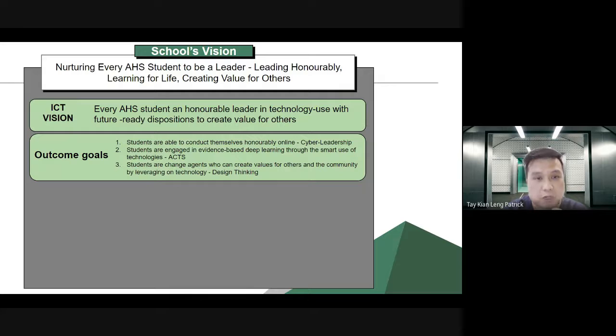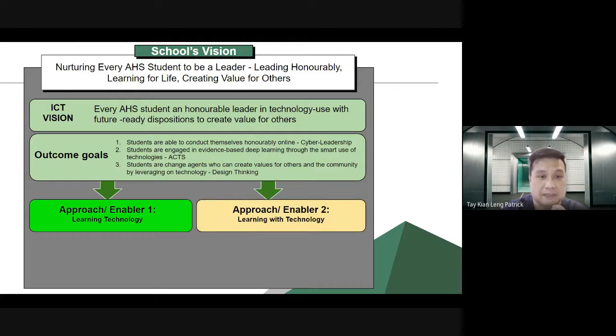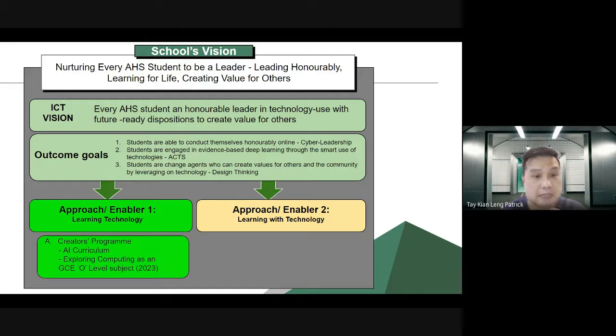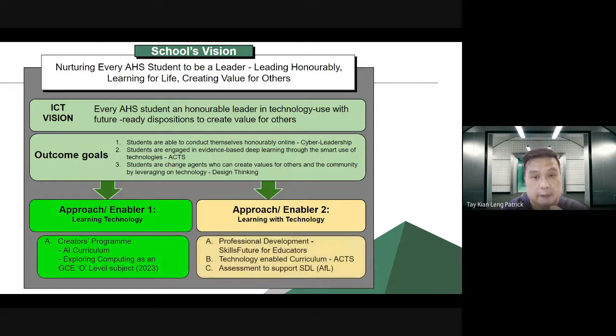So with the outcome goals as such, we have two enablers. We term it very simply: enabler 1, that's learning technology, and enabler 2, learning with technology. Our Creators Program, where the AI curriculum is under, falls under this learning technology enabler. And well, that's for completeness, enabler 2.